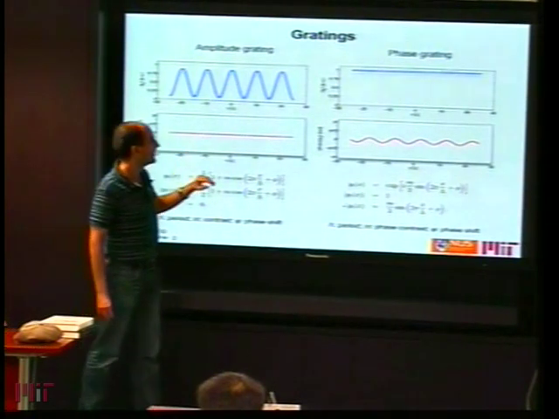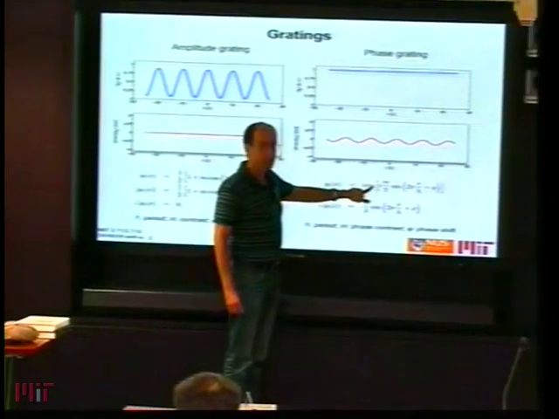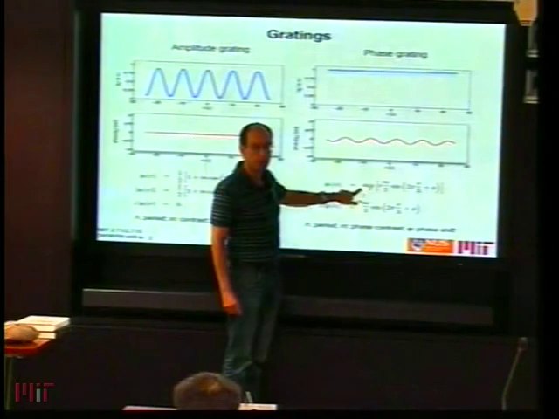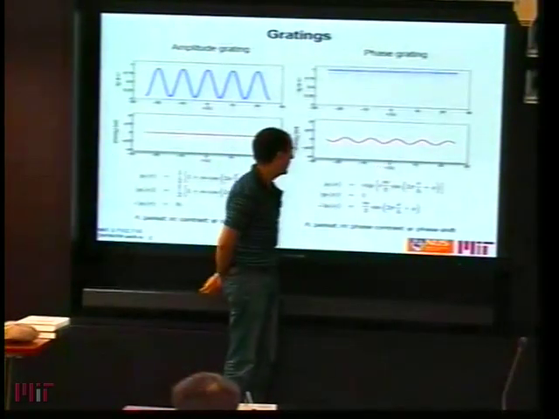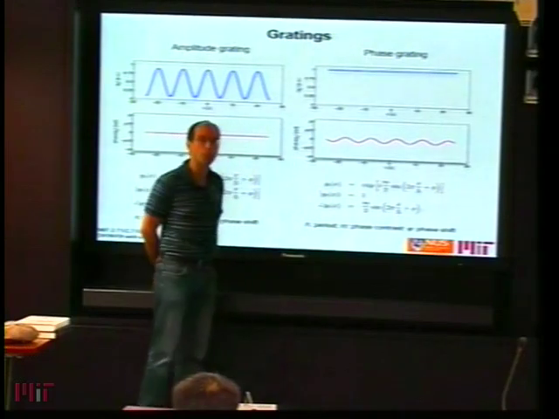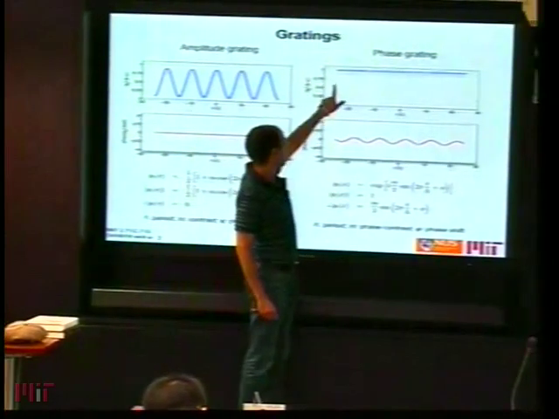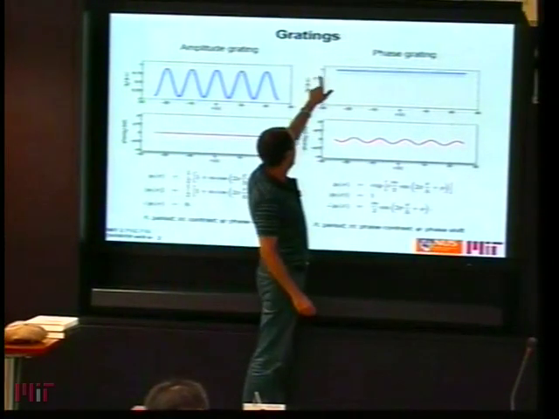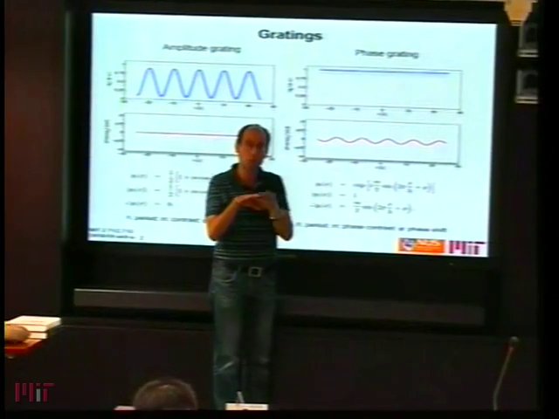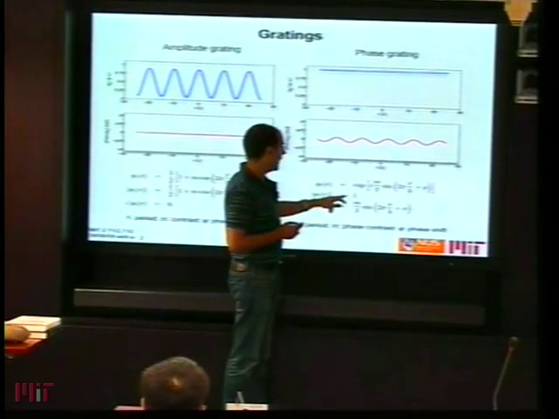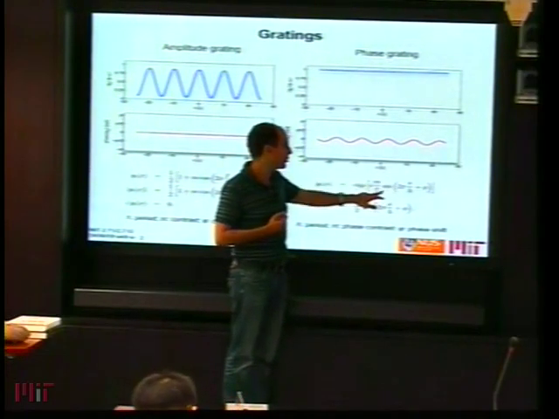Now if you go to the phase grating, it is actually kind of the opposite. The phase grating is expressed as a complex exponential with a pure phase, without any amplitude modulation. So its magnitude is 1. You see that the magnitude is a flat function. This means that this grating transmits all of the light. What it does do, though, is modulate the phase.